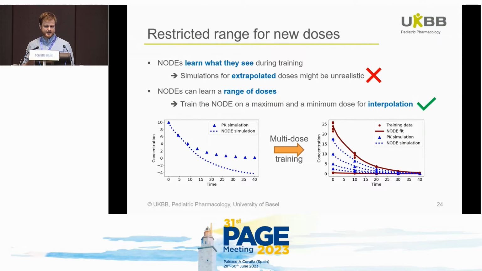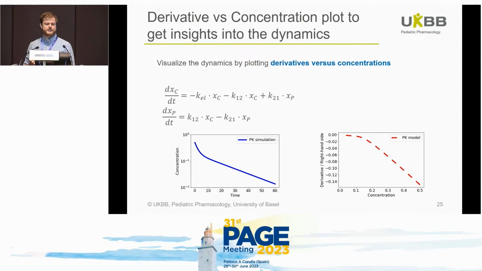insight into the dynamics. And for this, I'd like to introduce the derivative versus concentration plot on the example of a 2-compartment model. You see the classical 2-compartment model, and on the left-hand side, the plot for the concentration in the central compartment in semi-log scale. And now on the right-hand side, you see the derivative, or the right-hand side of the central compartment, plotted against the concentration. And you see here the typical biphasic behavior of a 2-compartment model.